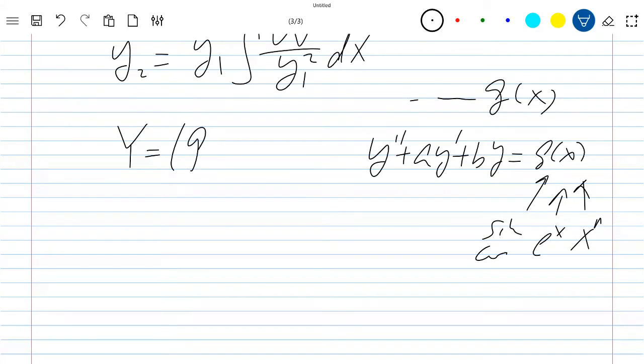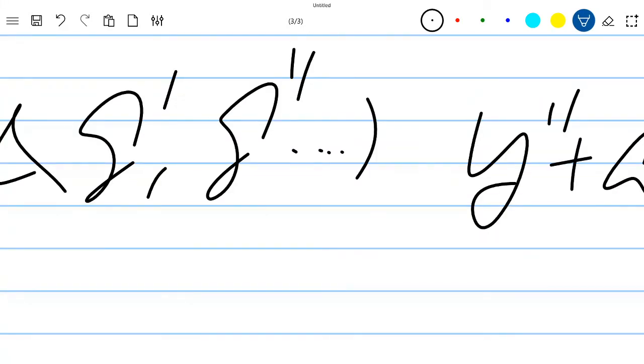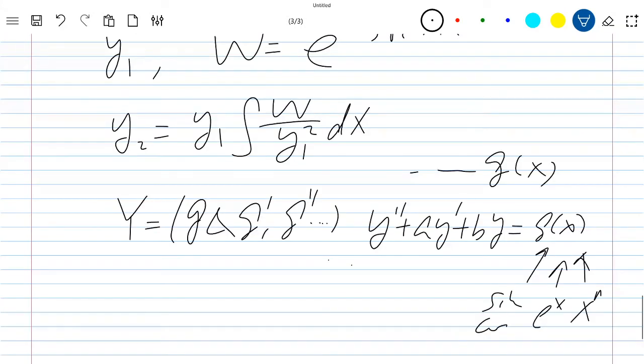You write down G and all its derivatives, G prime, G double prime, etc., provided this is a finite pool, right? If it does not repeat, then you cannot use this method. And when you write that down, you have a lot of terms with undetermined coefficients. And there are some special cases where you have to multiply by x or sometimes even x squared.